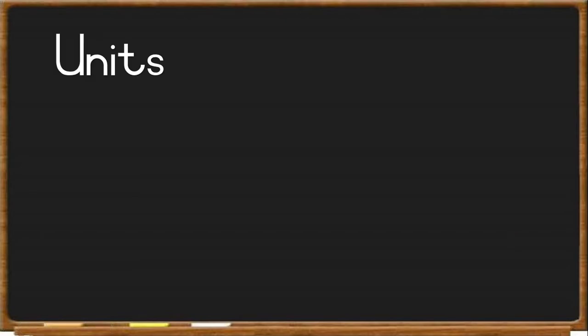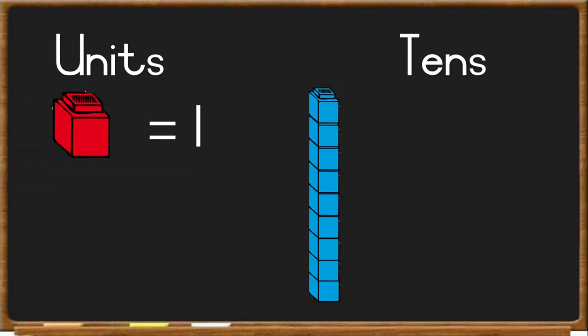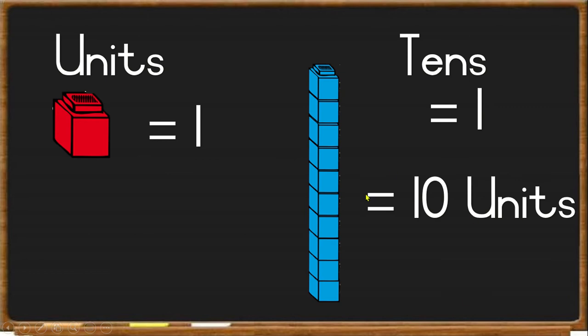Today we are going to look at place value. So we know units is 1 block. So 1 block means 1. And then tens we know is 10 of the units stacked on top of each other. And that gives us 1 tens block. And a tens block has 10 units in it. So this is 1 unit. 10 units make 1 tens block.